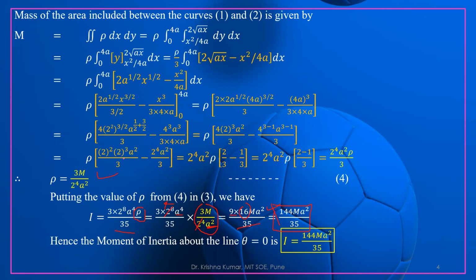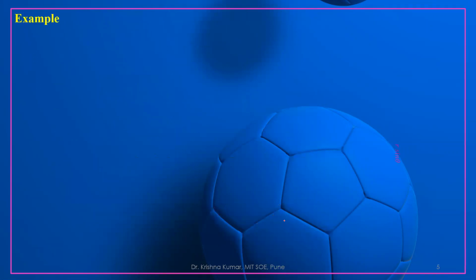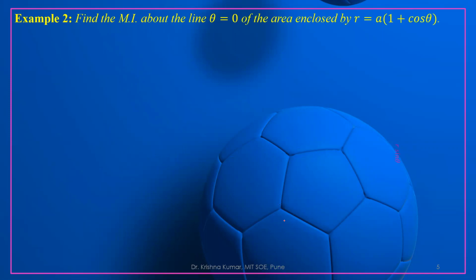This is about the line theta equal to 0. It is about the x-axis. Let us take another example in the polar form. Find the moment of inertia about the line theta equal to 0 of the area enclosed by r equal to a times 1 plus cos theta. So we have to find the moment of inertia.